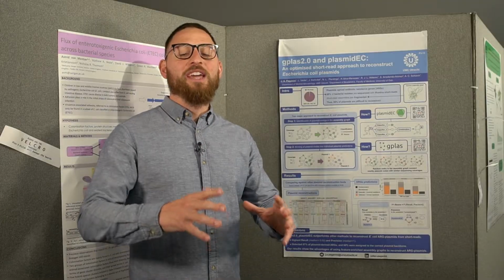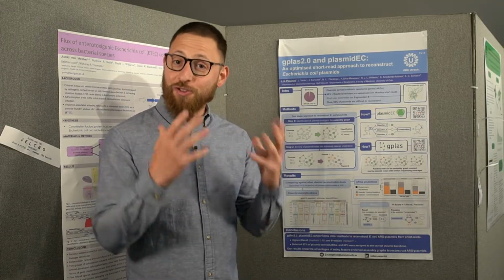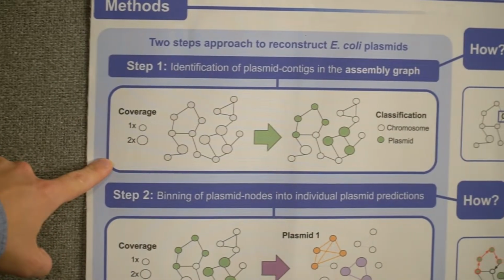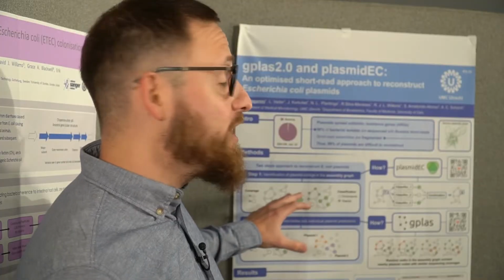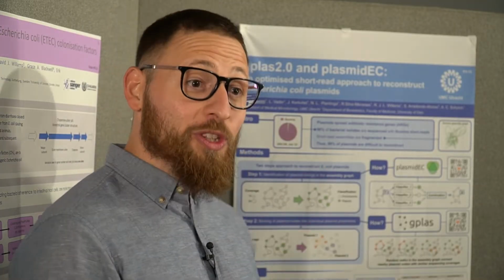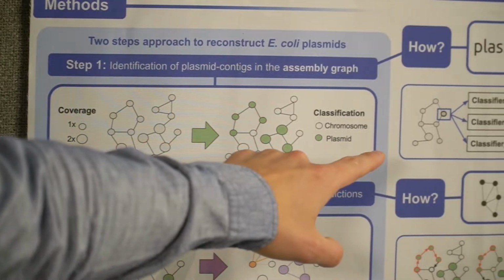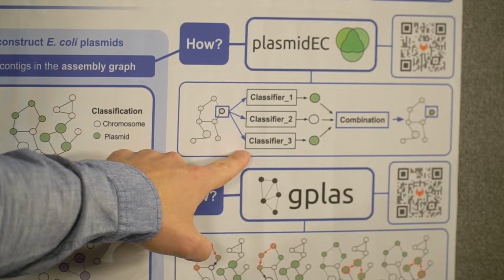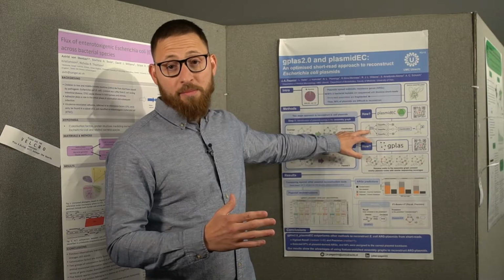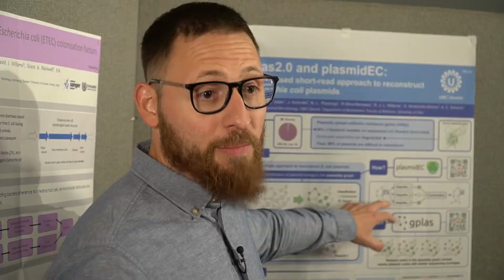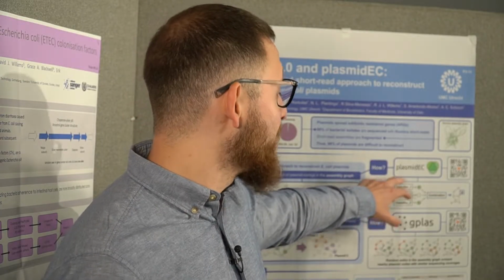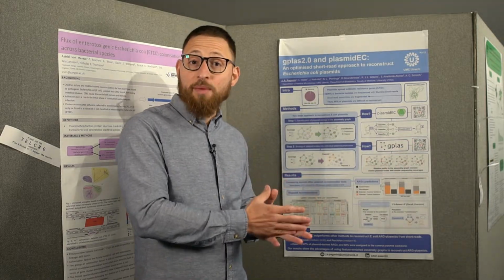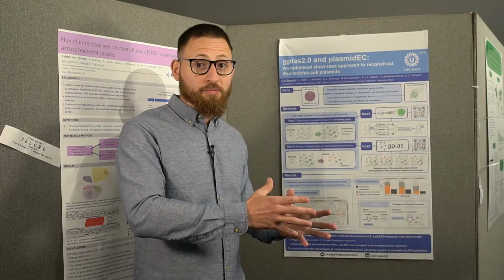Okay, so the method that we developed consists of two steps. In the first step, we will label each of the nodes in the assembly graph as either a plasmid or a chromosome. To do this, we developed a new tool which is called Plasmid-EC, and Plasmid-EC is basically an ensemble classifier. What it does is it takes every node in the assembly graph and it runs 3 different binary classification tools, and out of the majority votes it provides a final output for the classification. So each node is labeled as a plasmid or as a chromosome.